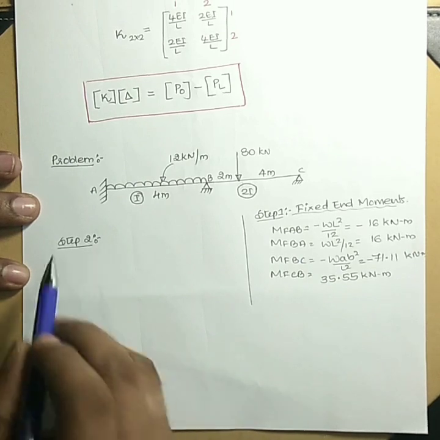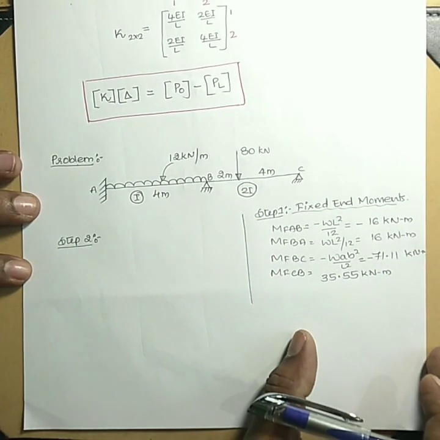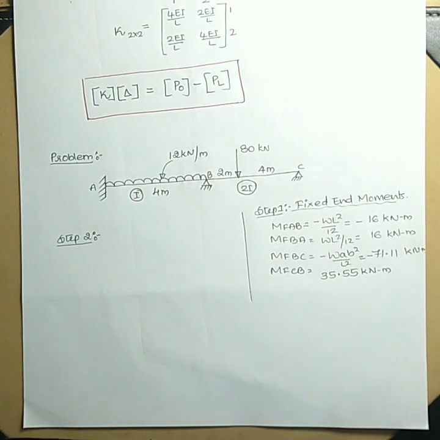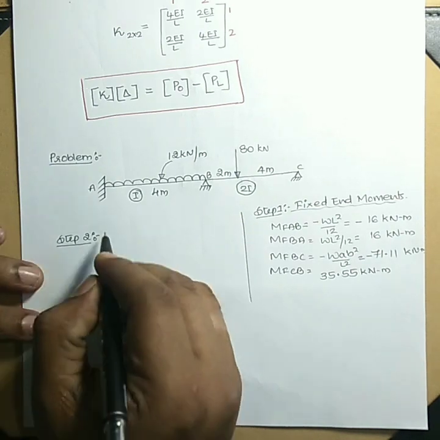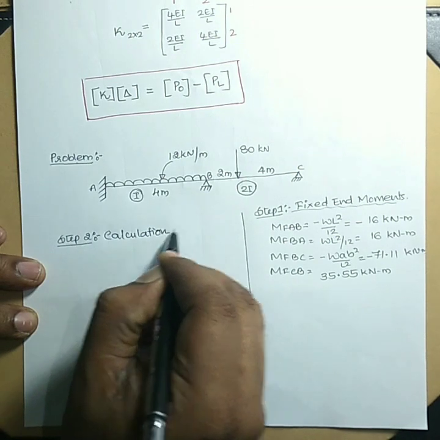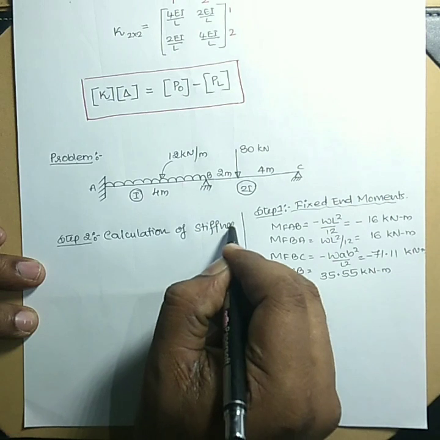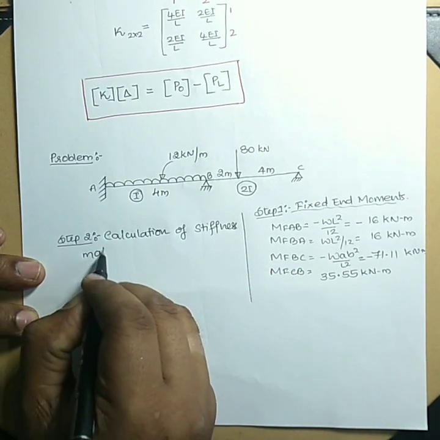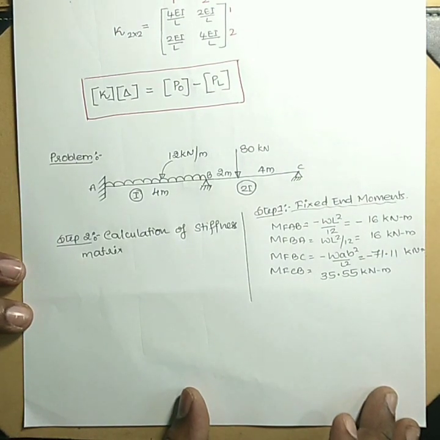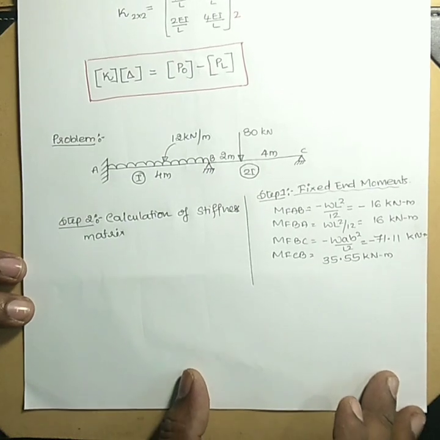Now we are going with step 2. Step 1 is common, and I think all of you know how to calculate fixed end moments. Step 2 is very, very important. That is calculation of stiffness matrix. Here first, in order to calculate stiffness, first you need to assume the directions.